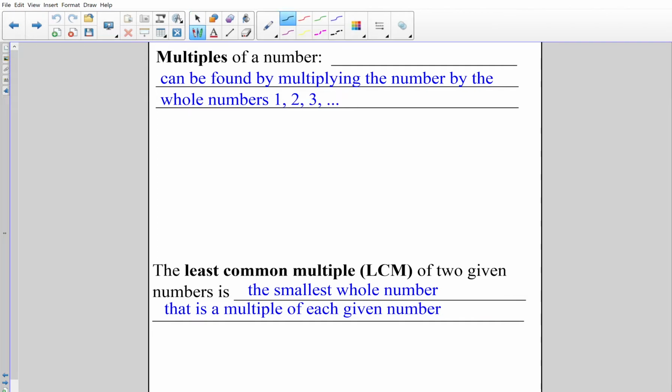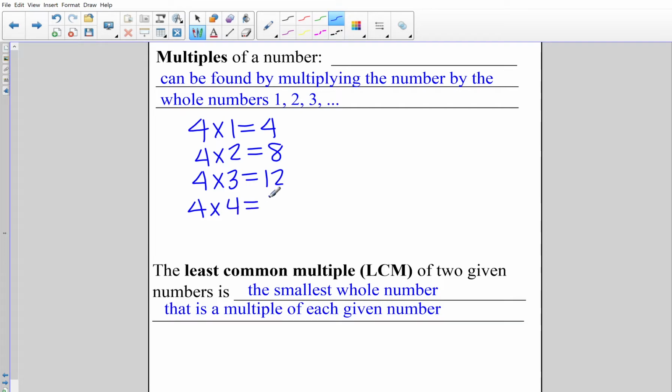So let's look at what a multiple is. For example, if I have the number 4, if I multiply 4 by 1, it's a multiple. 4 by 2, I now have 8. 4 by 3, I now have 12. I can keep going. 4 by 4, I have 16. So as many whole numbers as I can come up with, by multiplying it by a whole number, I get a list of multiples. Now, sometimes we're going to need to find the least common multiple, and we're going to be doing that a lot today because of doing addition and subtraction of fractions.